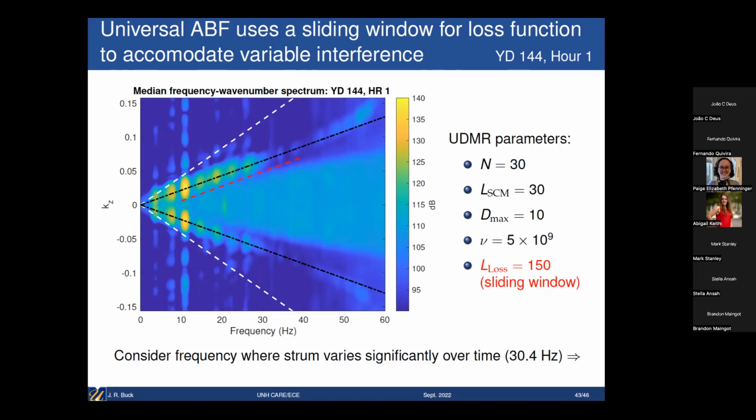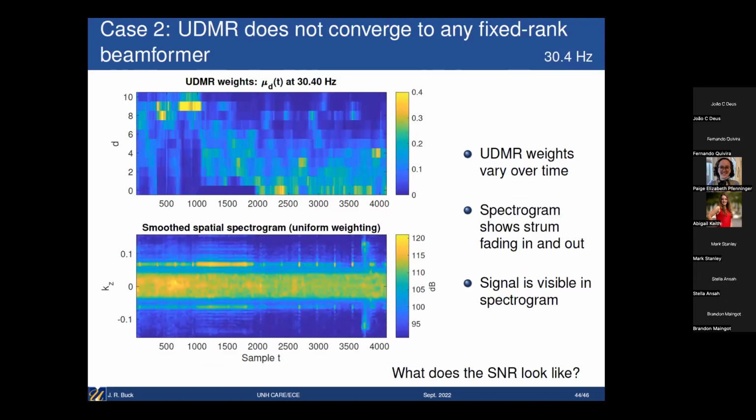So at 30 hertz, there's a lot of variation in the strum over time. And so if we look at 30 hertz, well, these are the mu's. Instead of plotting it in a 3D profile, she did a color graph. So these are 4,000 time samples over the hour. As I go from 0 to 10 interferers, how am I spreading my weights? This is the mu, the blend weights rather. So from none at all to almost 40%.